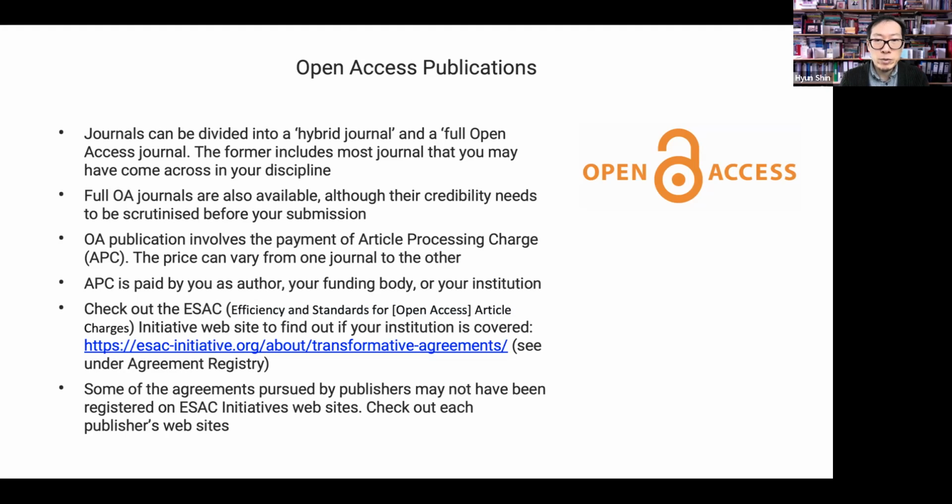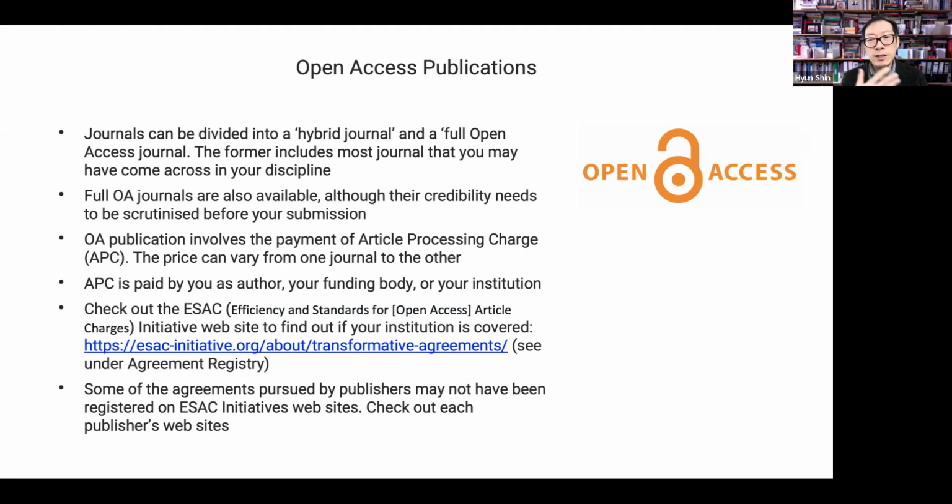Now, this article processing charge is in principle to be paid by you as an author. But sometimes, if you have a research grant from a funding body, then the grant awarding body may have additional budget to cover the open access publication and therefore pay the APC on your behalf. Or your institution might be part of a larger consortium, or your institution may have their own budget to support their researchers to publish their papers as open access by basically covering the APC using their budget.